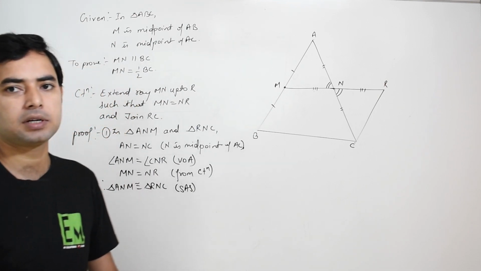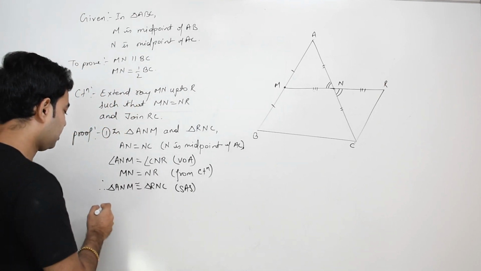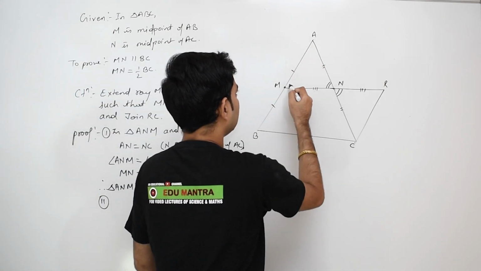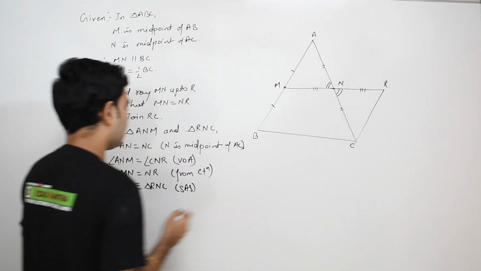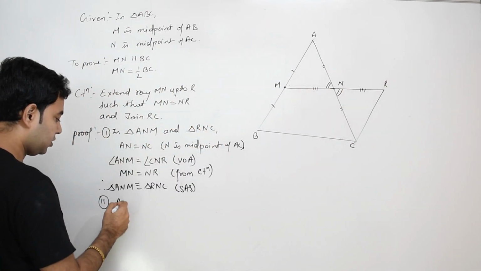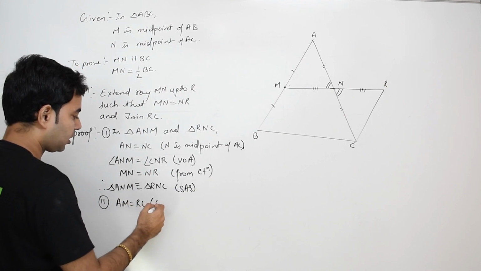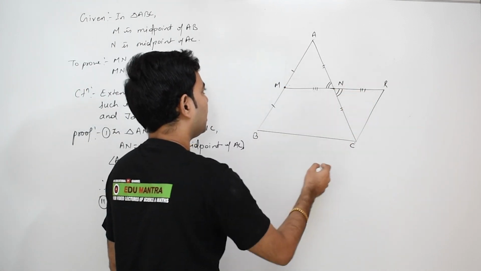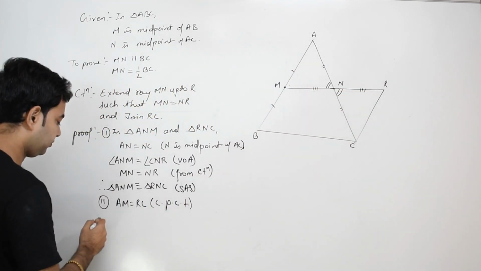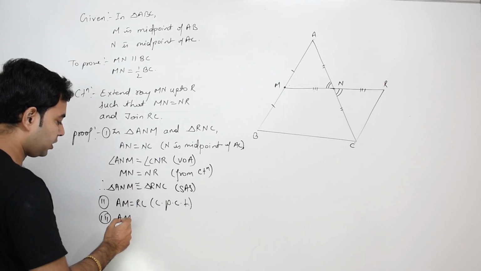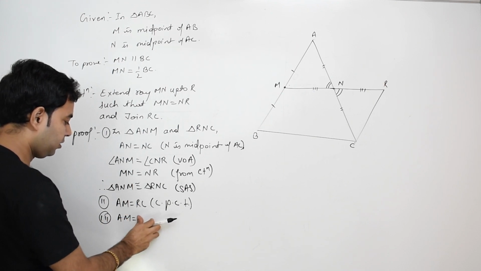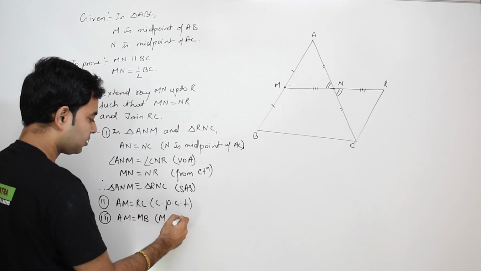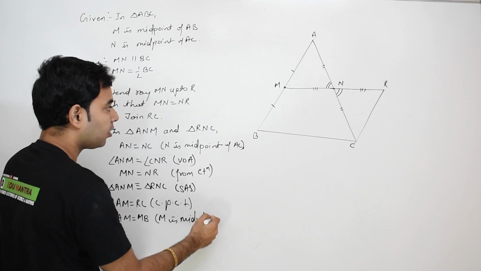As triangles are congruent, corresponding parts are equal. Therefore, side AM is equal to RC, corresponding parts of congruent triangles. If AM is equal to RC, we know that AM equals MB. In third point, we will write down AM equals MB because M is midpoint of AB.